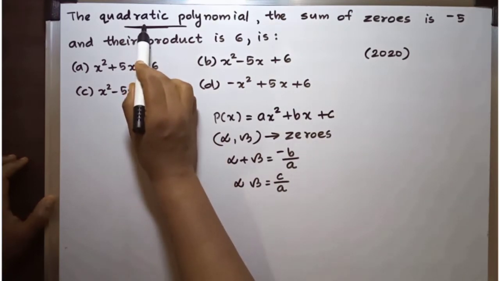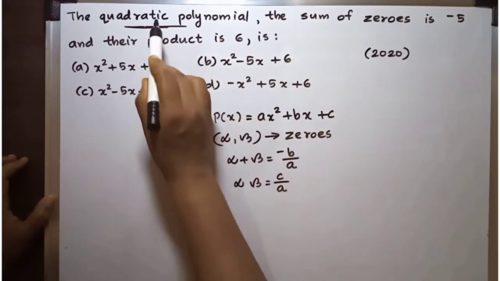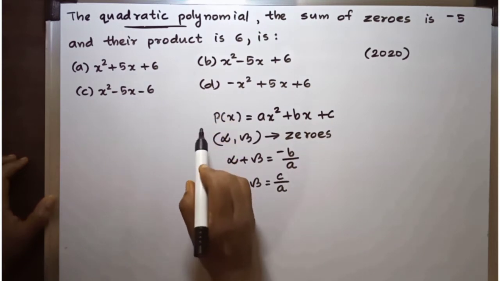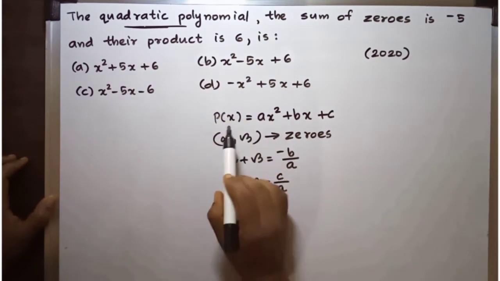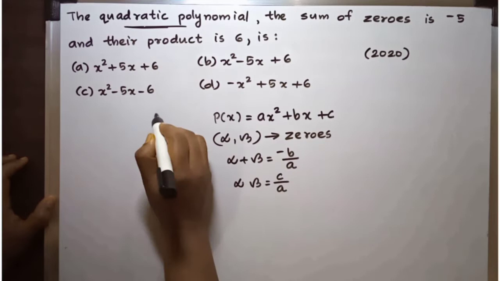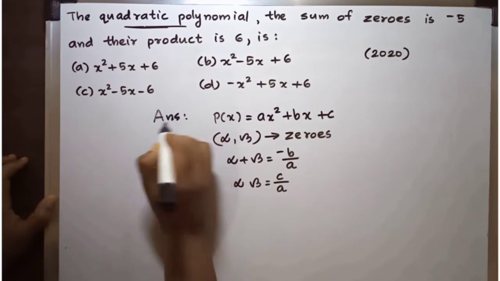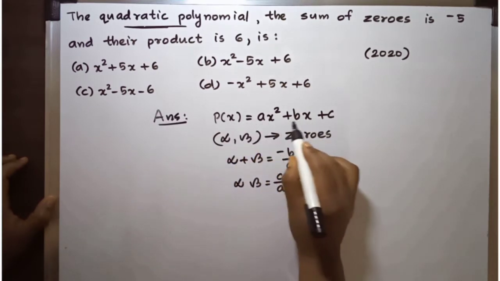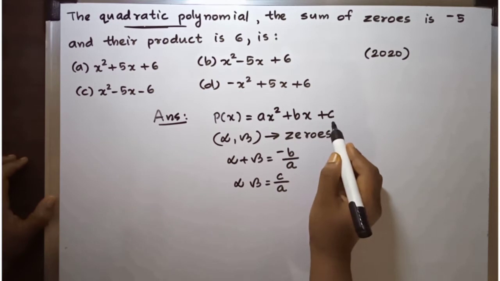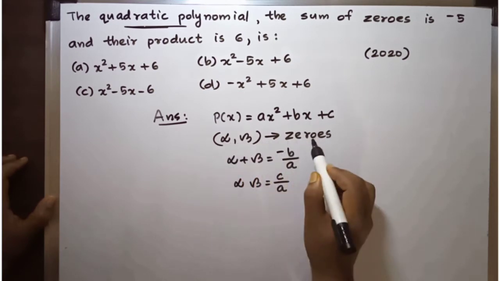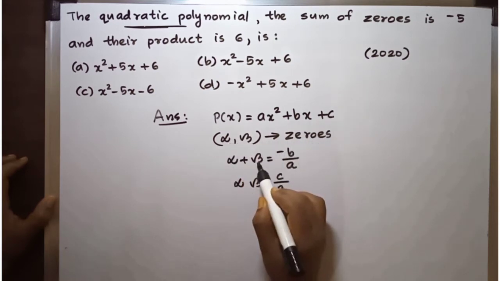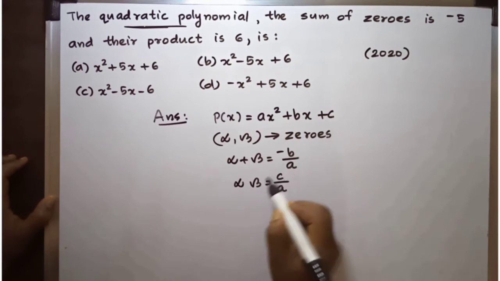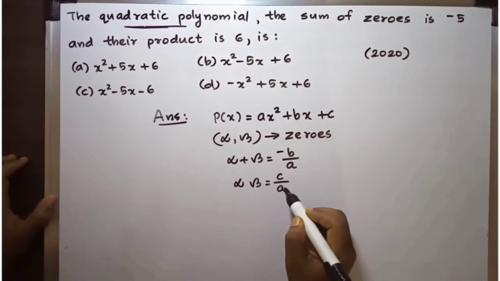Anyways, this is a quadratic equation, right? In the question, it is given that we are considering only quadratic equation. Quadratic equation can be generally represented like this, right? ax square plus bx plus c. And if alpha beta are zeros of the polynomial, then alpha plus beta is minus b by a and alpha beta is c by a.